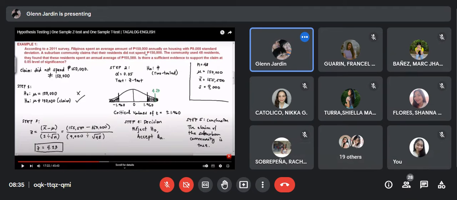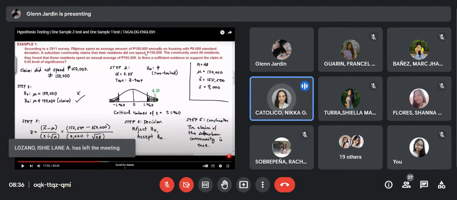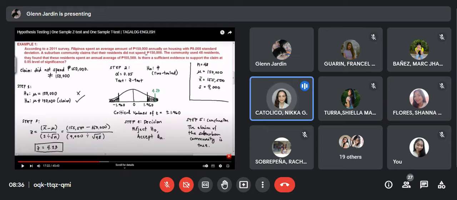Problem 1. According to a 2011 survey, Filipinos spent an average amount of 150,000 pesos annually on housing with 9,000 pesos standard deviation. A suburban community claims that their residents did not spend 150,000 pesos. The community used 48 residents. They found that these residents spent an annual average of 155,500. Is there a sufficient evidence to support the claim at 0.05 level of significance?